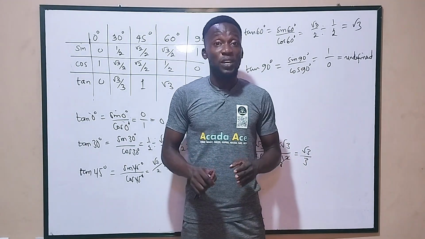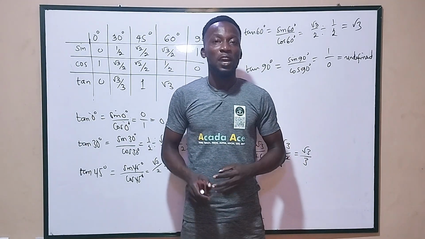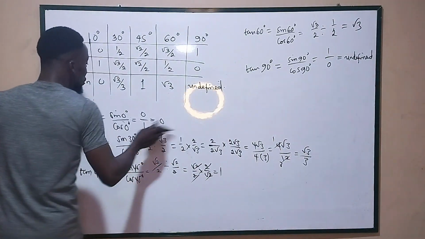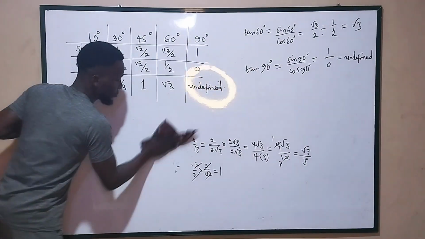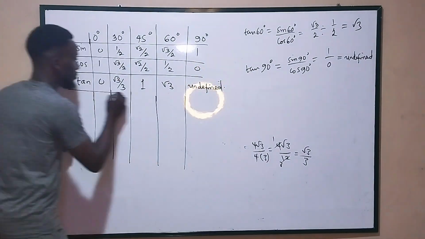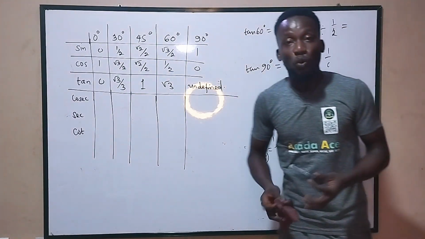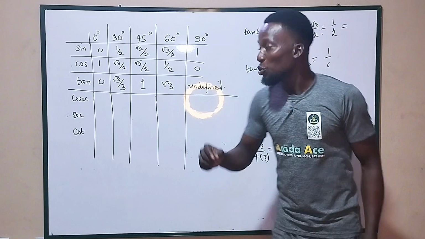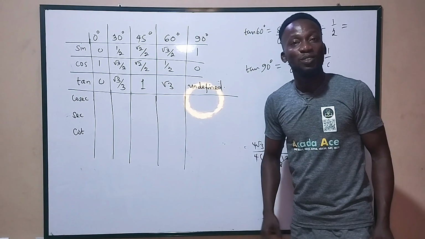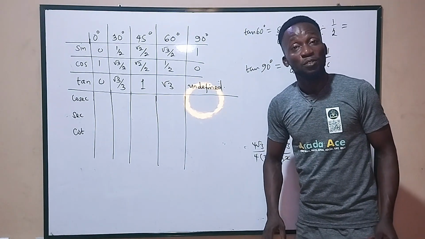Now you have been able to find the basic trigonometric ratios of special angles. What if you are now expected to look for the derived values? That is a situation where you have a table. I'll just fill in the first one. After filling in the first one, you are expected to complete the table.